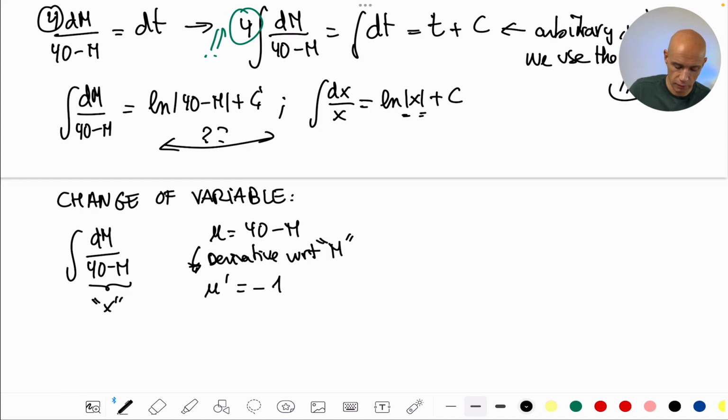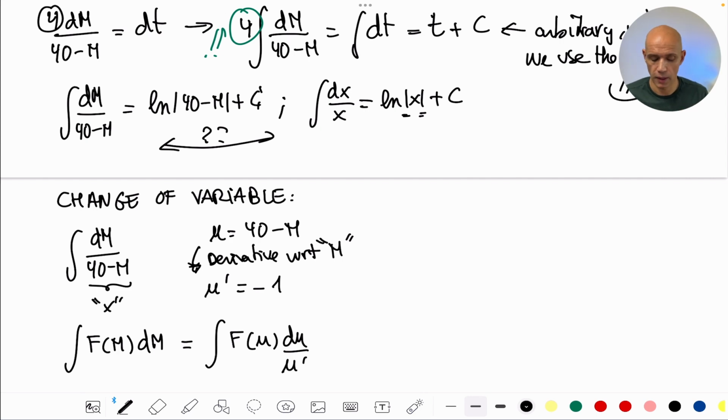Then your integral, let's say a general integral that is a function of m dm in general, is going to be, with the change of variable, this thing, and then divided by u prime. That's one way of doing it. There are other ways of writing it, okay? Maybe you have learned a different way to do it. But in any case, you get to the same conclusion.